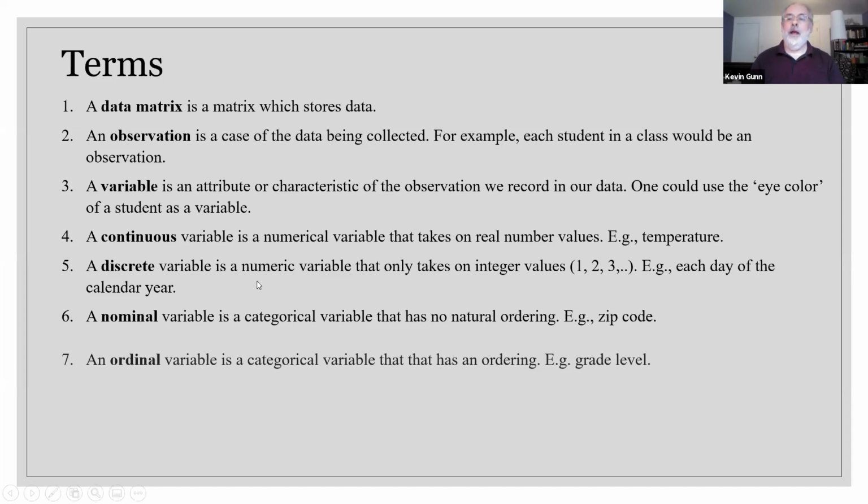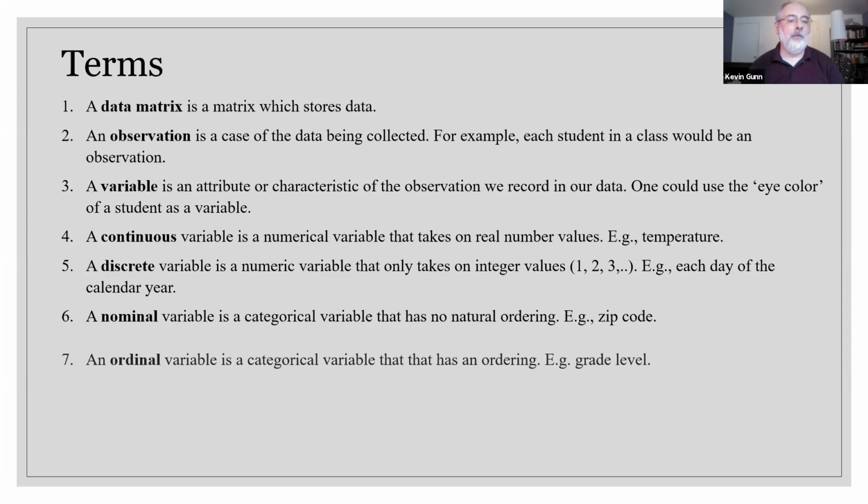So you want to look at things, observations and variables moving forward. A variable is an attribute or characteristic of the observation recorded in our data. If we were looking at students in our class, we could look at a characteristic, for example eye color, as a variable. And of course, there are different types of variables that you can have.